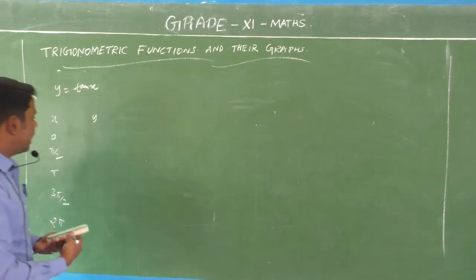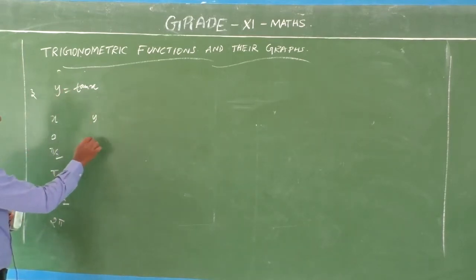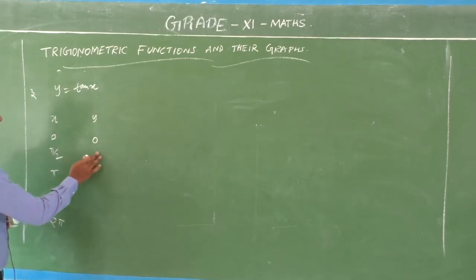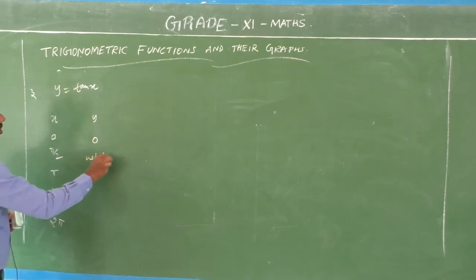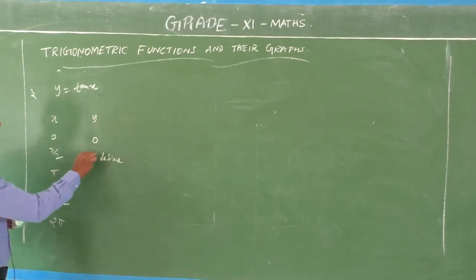Right, x equal to 0, substitute in y equal to tan x. So x equal to 0, then the y value is tan 0, which is 0. And x equal to pi by 2, then y is equal to tan pi by 2. Tan pi by 2 is not defined, that is infinite.